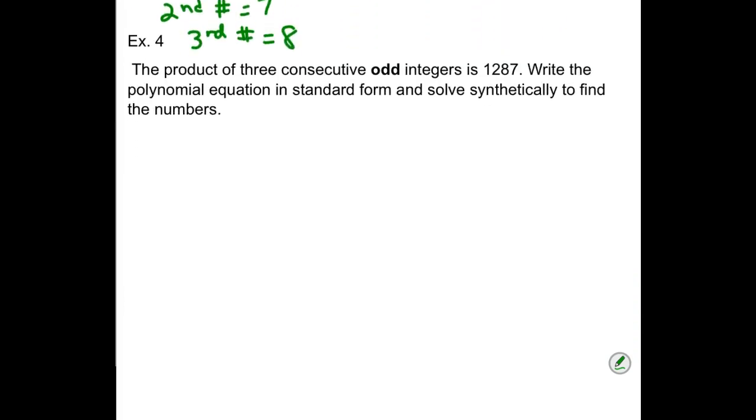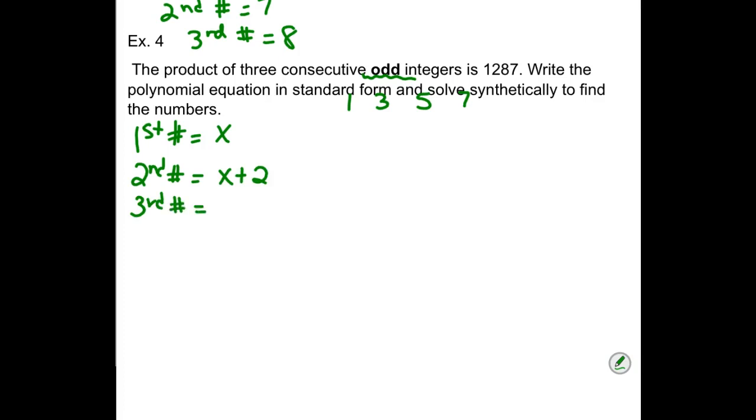All right. Our next one is very similar, but this time it says we have 3 consecutive odd integers. We're still looking at the product of them. All right, so first number we'll say is x. Second number, if I want odd integers, picture numbers like 1, 3, 5, 7. To go from 1 to 3, I have to add a 2. So whatever my x is, I have to add 2 to it to get to the next odd integer. And then my third number would be 2 higher than that one, which would be x plus 4.